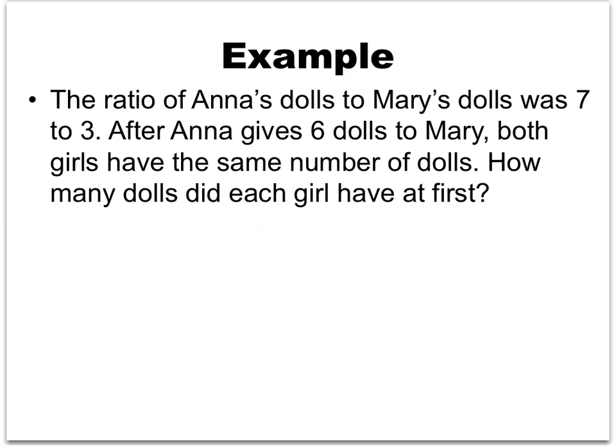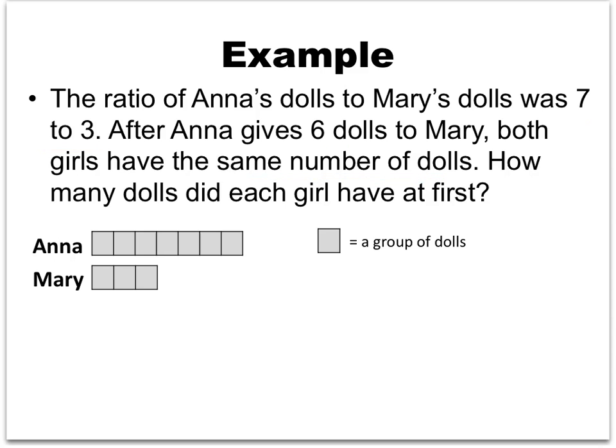Now this problem looks completely different from the ones we've seen before, and so we're going to use a different technique here. So look at what we're given here. We've got this ratio of 7 to 3. Anna gives 6 dolls to Mary. Both girls have the same number of dolls. How many dolls did each girl have at first? So to set this up, we're going to draw a picture here, much like what we did in section 7.1. We're going to draw 7 boxes here to represent Anna's dolls, and then 3 boxes here to represent Mary's dolls.